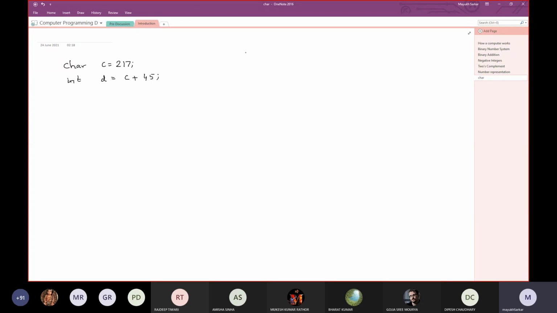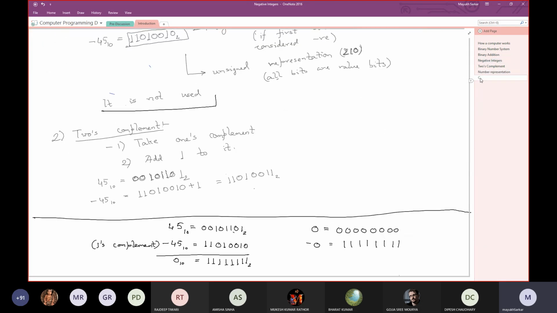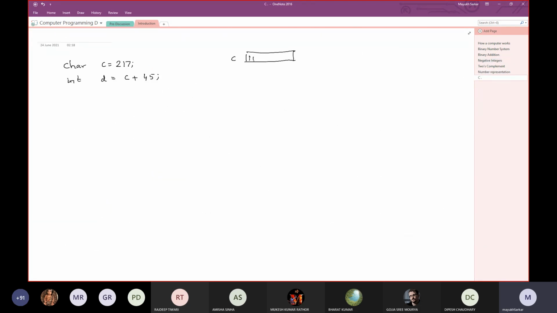Okay, what happened? The character C was stored in memory as 1101 1001. This was confined in 8 bits.